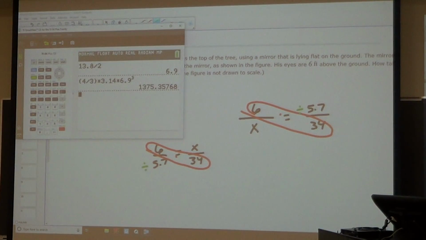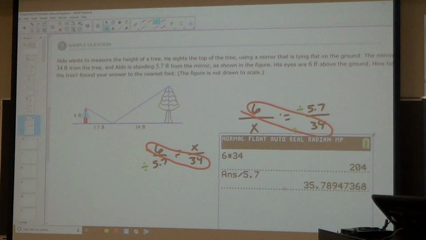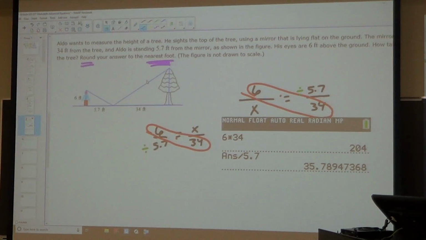So in my calculator, I'm going to do 6 times 34 divided by 5.7. Now, this time it says round to the nearest foot. What is this to the nearest foot? 36. Nearest foot means the nearest whole number.